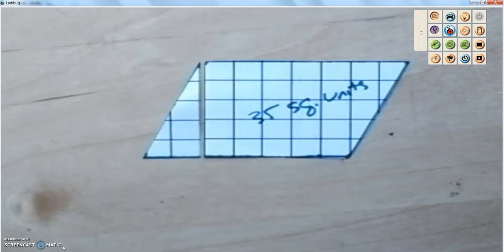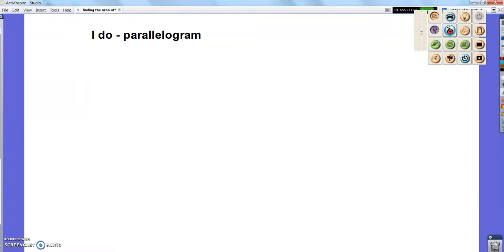There's really no difference. So that's how you can find the area of a parallelogram by turning it into a rectangle. So I want us to do one example of each of these together.